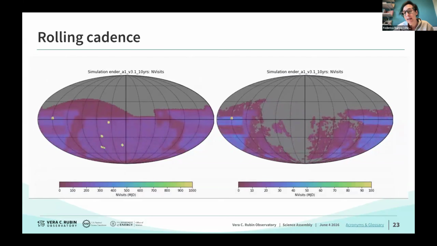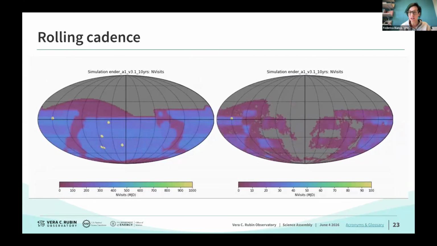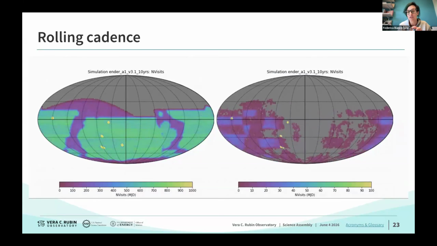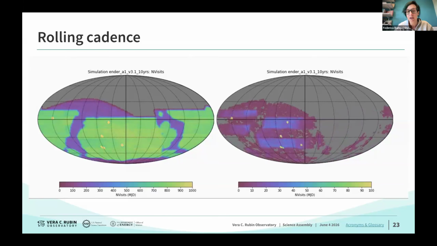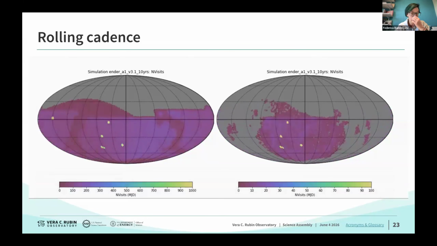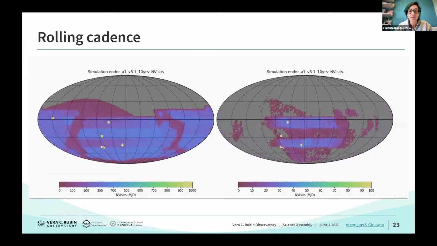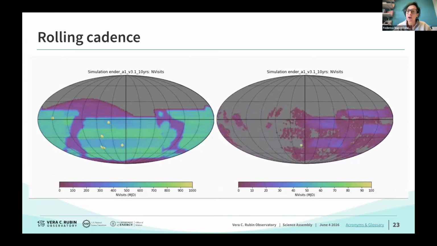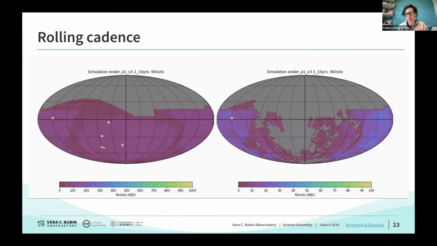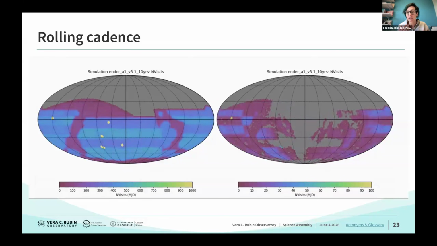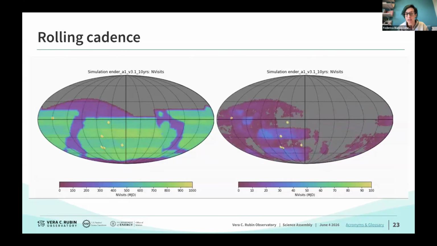Rolling refers to the fact that we alternate in different years regions of intense observing and less intense observing, the stripes that you see on the right side plot and that also co-add in the left side plot. That allows us to have a slightly more dense cadence on the on season, on the season where we're focusing on a particular area.